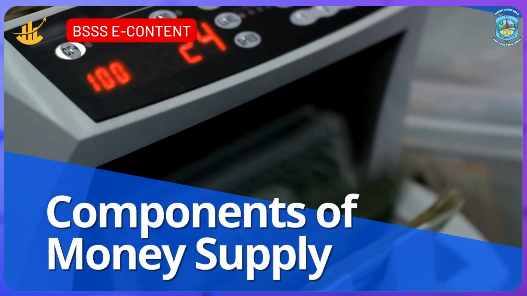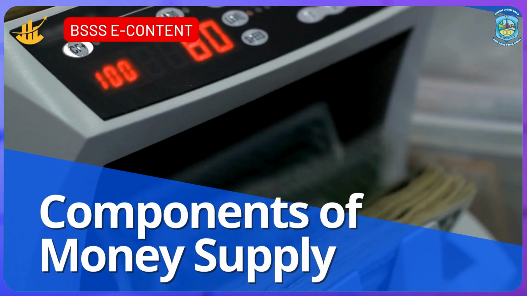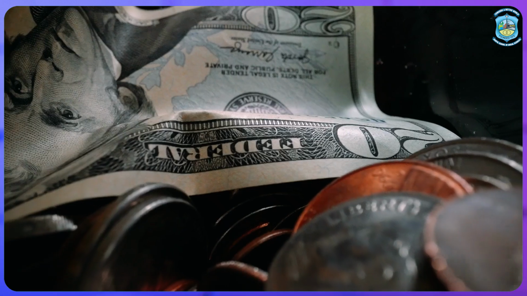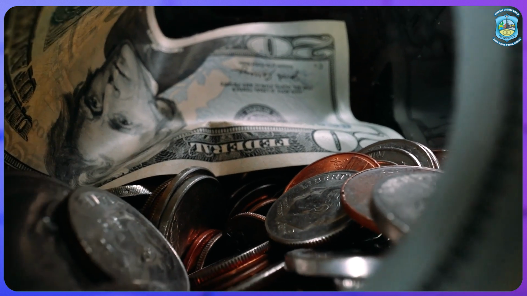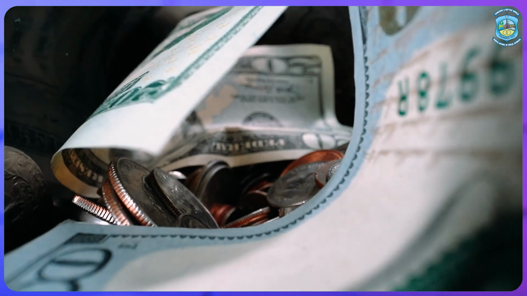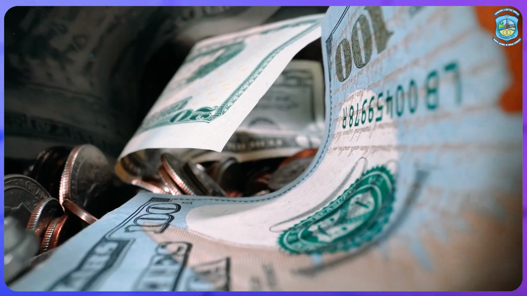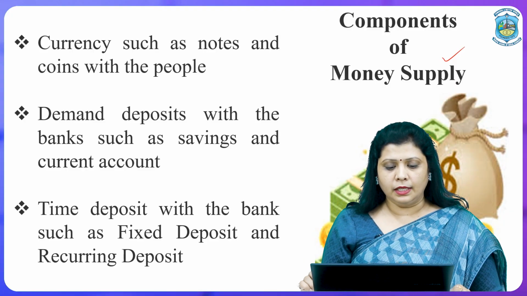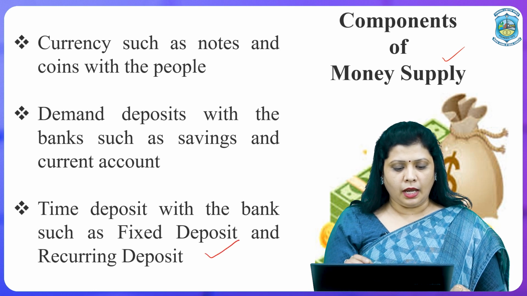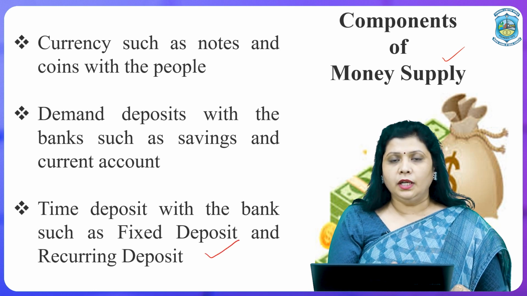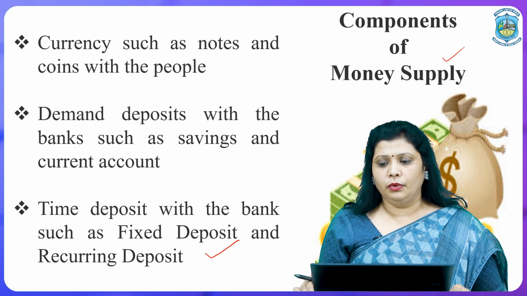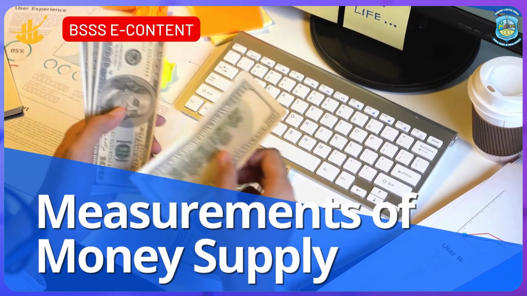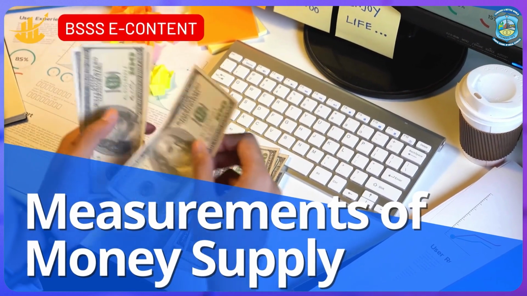Next topic is components of money supply. Currency, such as notes and coins with the people, is a component of money supply. Demand deposits with the bank, such as savings and current accounts, and time deposits with the bank, such as fixed deposits and RD (recurring deposits), are also part of the components of money supply.